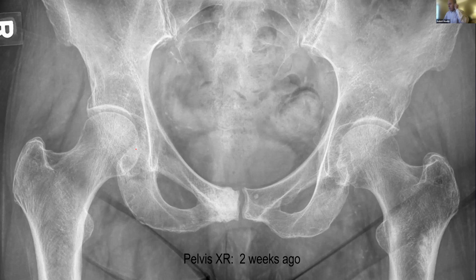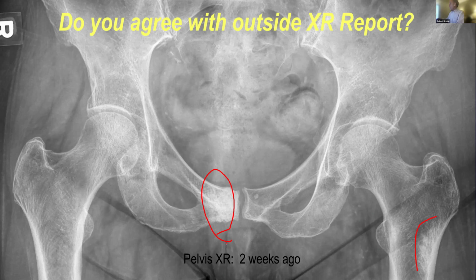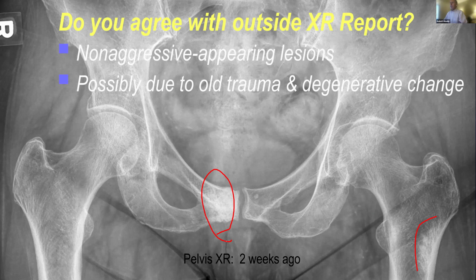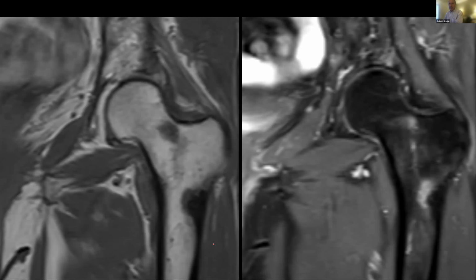So it turns out that this patient actually had pelvis radiography done 2 weeks earlier. And in addition to this area of sclerosis, we see another area of sclerosis here. And the question is whether you agree with the radiologist's outside report. They said there are non-aggressive appearing lesions, possibly due to old trauma or degenerative change.